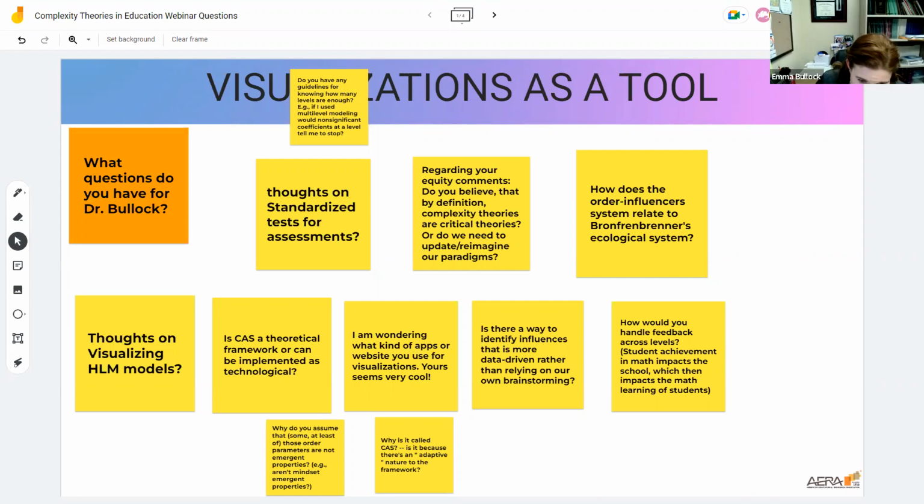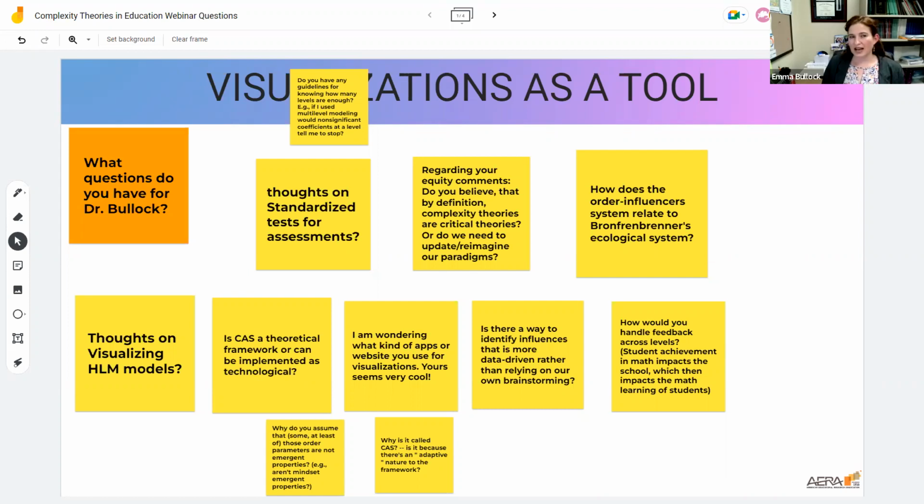Why is it called CAS? Is it because there's an adaptive nature to the framework? Well, the complex adaptive system, I think, was really referring more to the fact that our system is ever changing and never static. I wasn't really thinking of applying it to the conceptual framework. I was thinking more of iterative as being that word that talked about how things are continuously changing through that nature to the work.